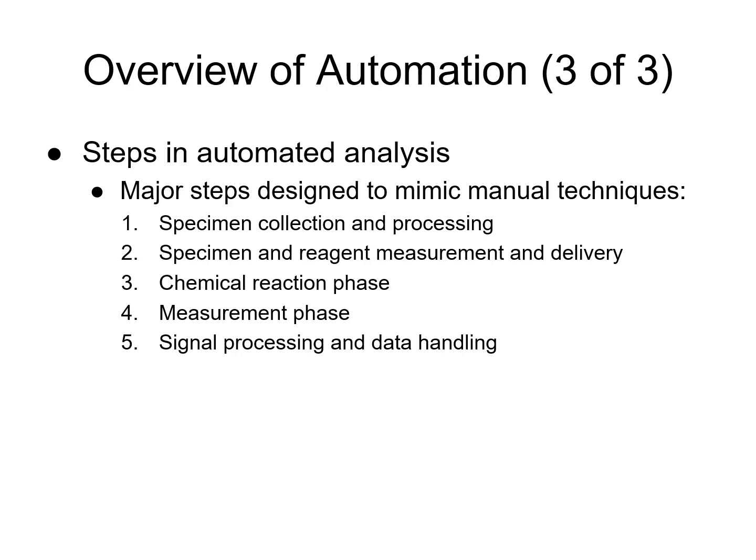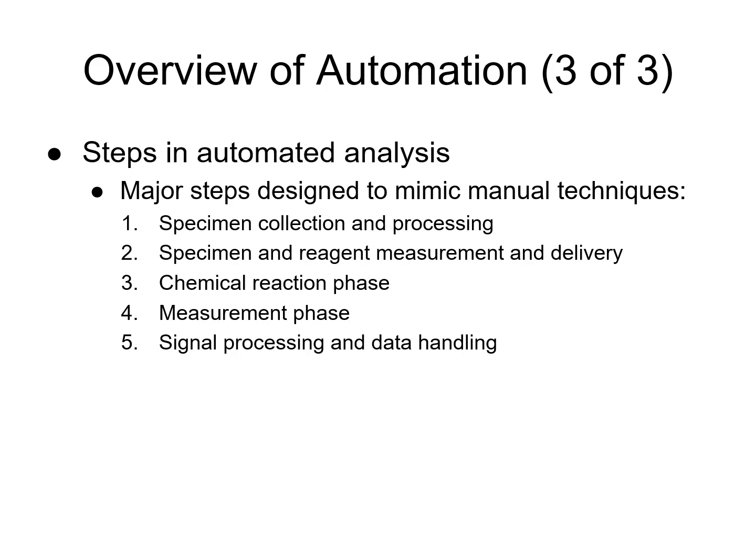Steps in the automated analysis. So automated laboratory analyzers are designed to replicate manual laboratory techniques, but they also do it while improving speed, accuracy, and consistency. So the major steps involved include specimen collection and processing. So these specimens are collected and prepared for analysis. This may involve centrifugation, mixing, or other preparatory steps to ensure samples are ready for testing. Then we have specimen reagent measurement and delivery. It will deliver precise volumes of the patient specimen, and necessary reagents are measured automatically and then delivered in the correct sequence to the reaction vessels or cuvettes.